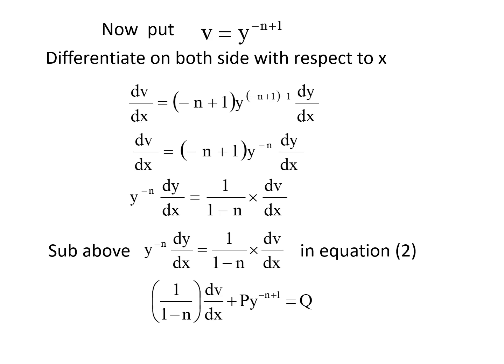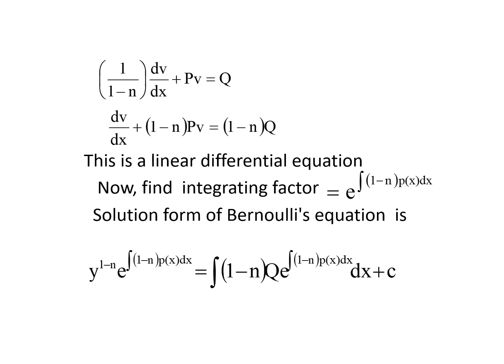That is, y power minus n into dv by dx is equal to 1 by 1 minus n into dv by dx. We are going to substitute this value in equation 2. We already discussed what equation 2 is, right? That is y power minus n into dv by dx. In place of this, we are going to substitute 1 by 1 minus n into dv by dx plus, write down the remaining things as they are, that is p into y to the power of minus n plus 1 is equal to q.